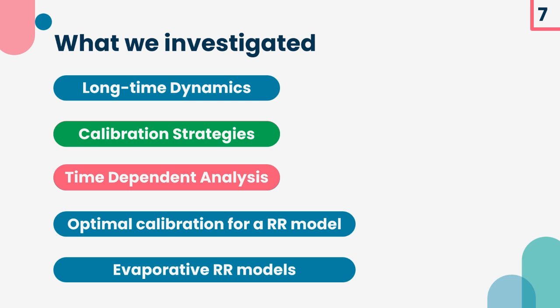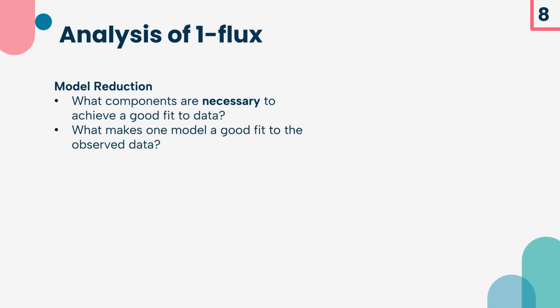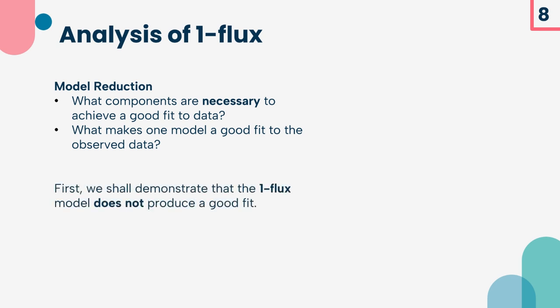So that would be a brief intro into how you would determine a calibration strategy. And now we go into time-dependent analysis of these models. So our first model is just a model with one term. We want to see what components are necessary to achieve a good fit, and what makes one model a good fit to the observed data compared to another one. So we're going to first demonstrate that this model with only one runoff term does not produce a good fit.